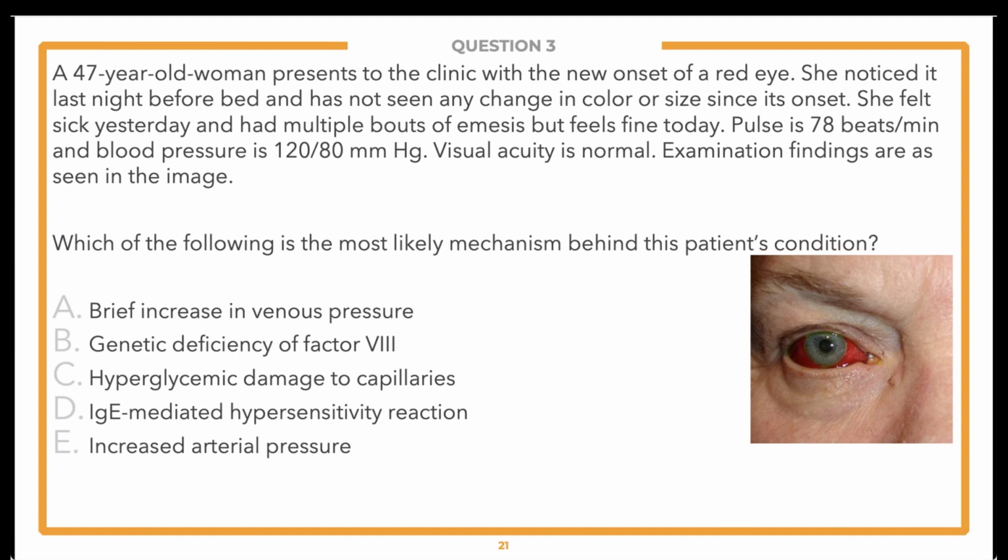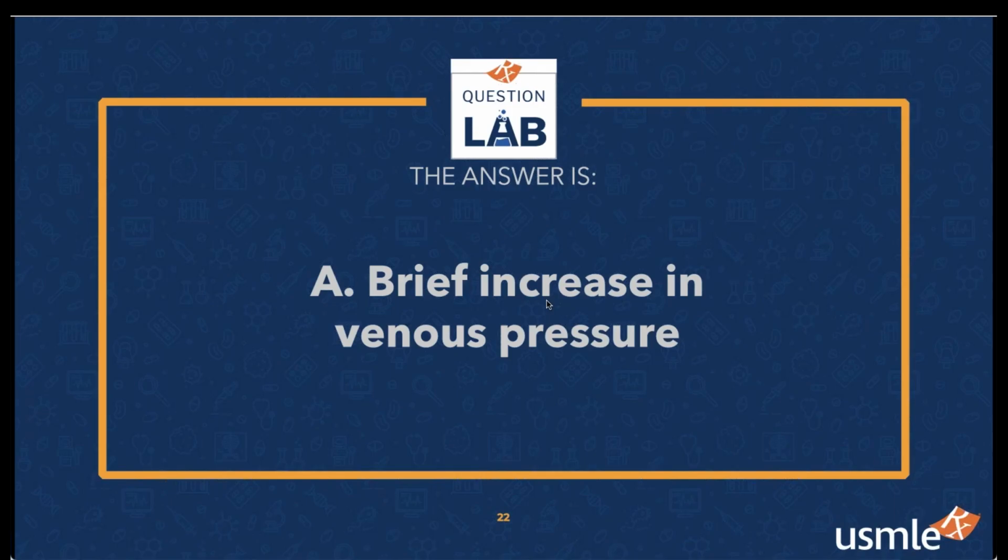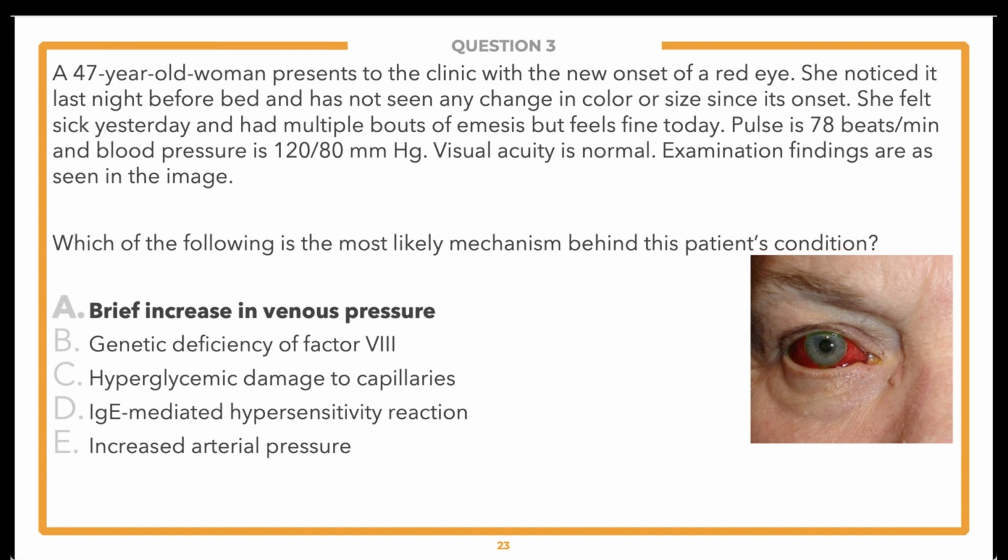Okay, so with that, let's go ahead and hide the results and reveal the answer. And the answer is A, brief increase in venous pressure. So you guys did it again. Highest vote getter is also the correct answer. So great work, everyone. If you didn't get it right, that's okay. We're here to walk through it with you.